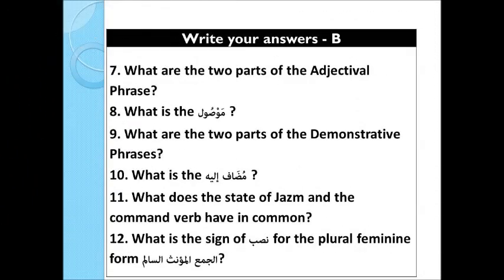Part B. 7. What are the 2 parts of the adjectival phrase? 8. What is the mawsool? 9. What are the 2 parts of the demonstrative phrases? 10. What is the mudaf ilayh? 11. What does the state of jazm and the command verb have in common? 12. What is the sign of nasab for the plural feminine form? Al-jam' al-mu'annath salim.